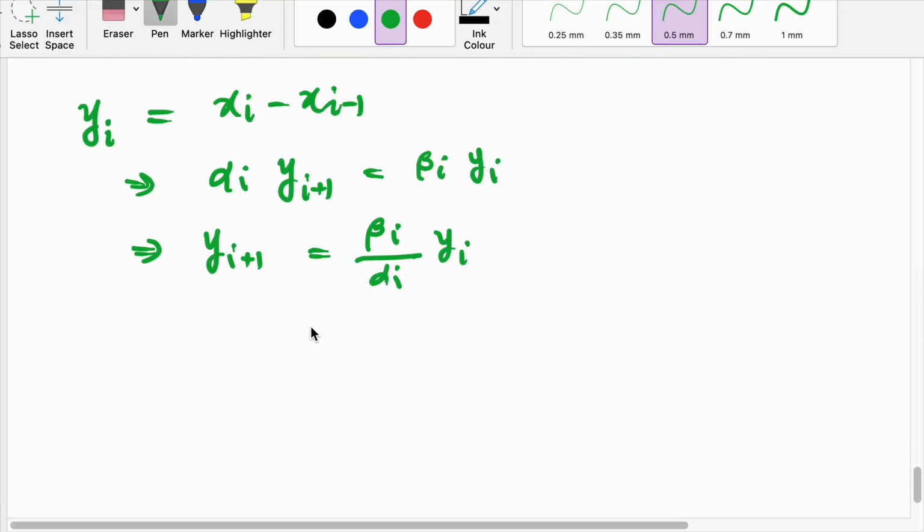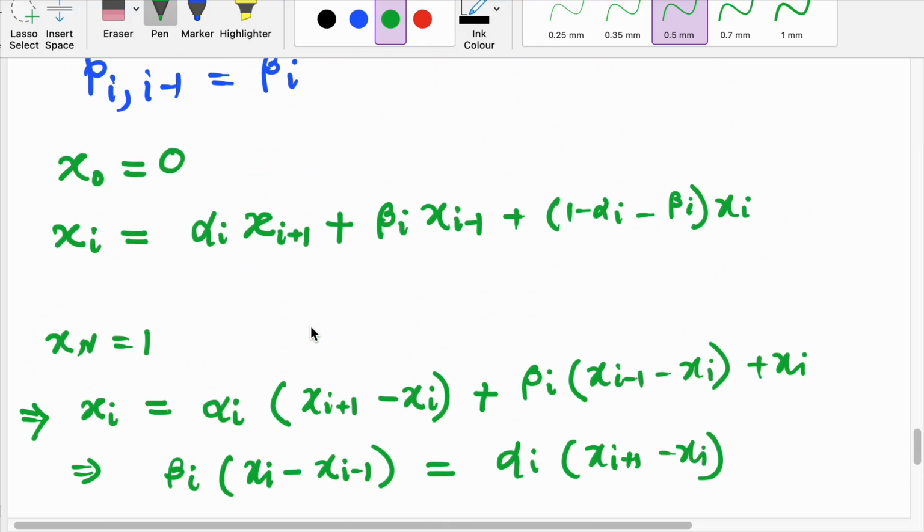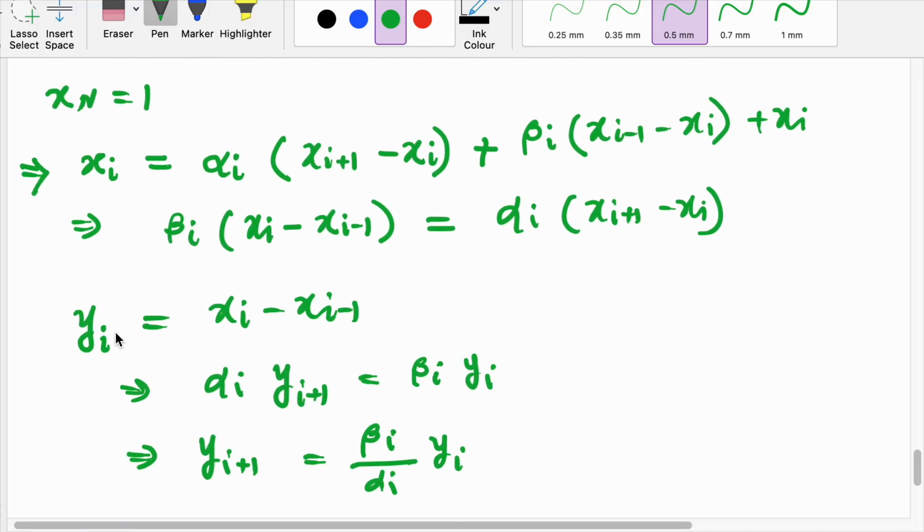Actually, these calculations are not clear. I mean, what is this yi here? yi is basically xi minus xi minus 1. Just a term, just a term. I am just defining this as yi. Oh, I see, I see.